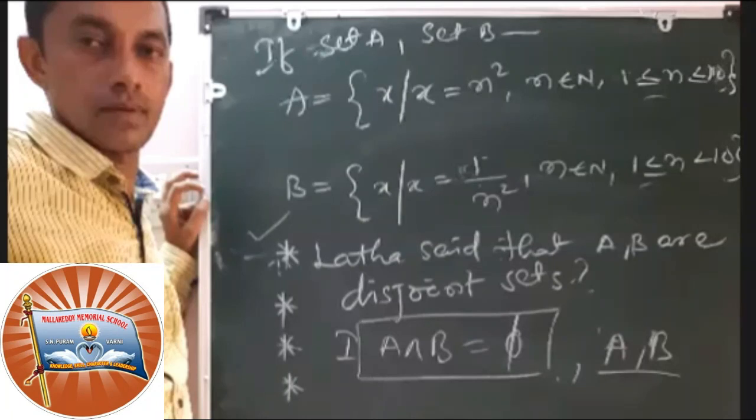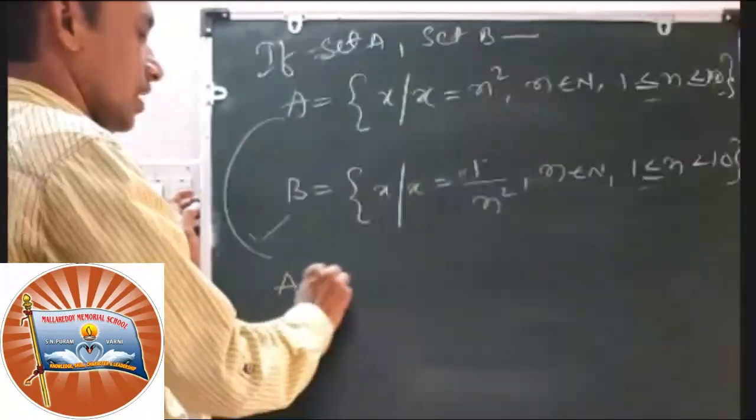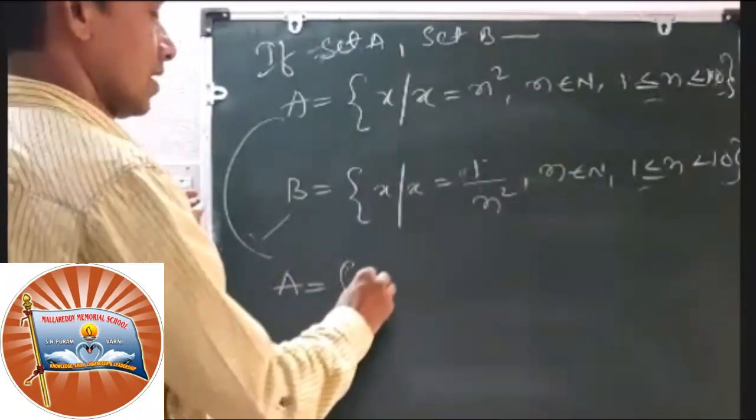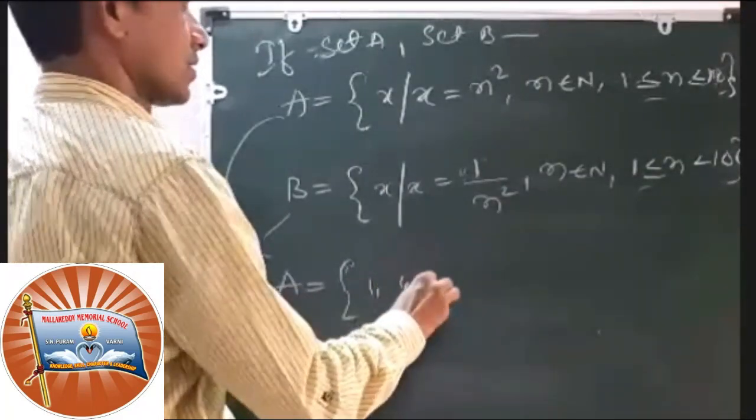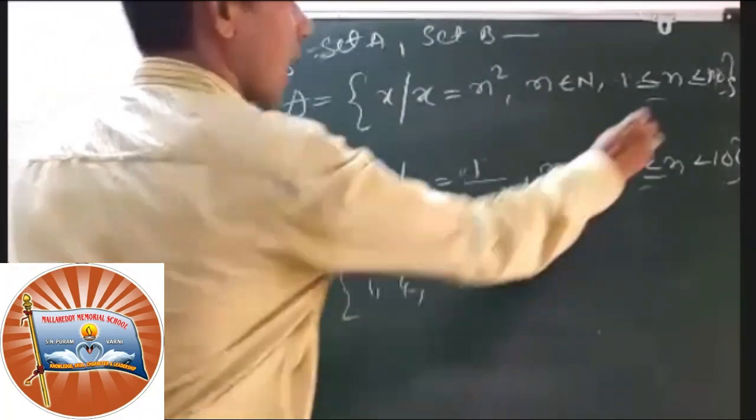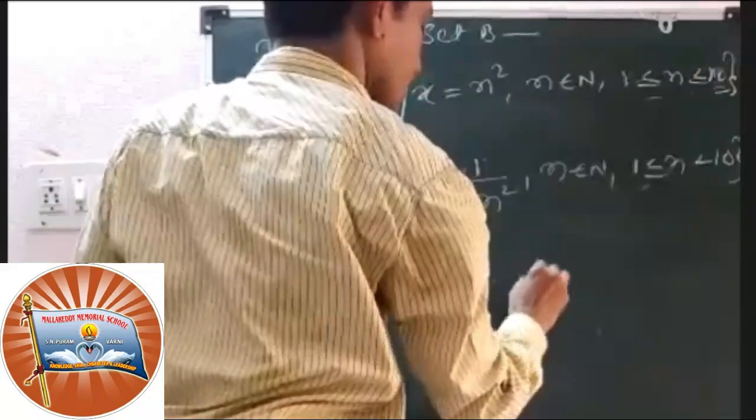Okay. Now, these are the questions. How do we prove that? What you have to do is convert A into roster form. That is 1 square is 1, 2 square is 4, and so on up to 10 square. I have to take 10, which is 100.